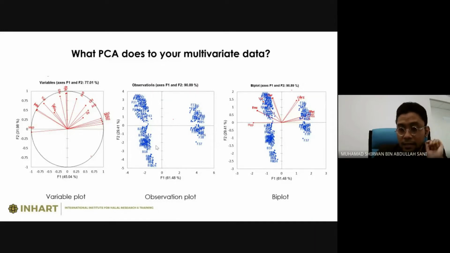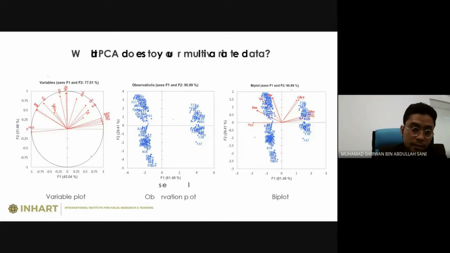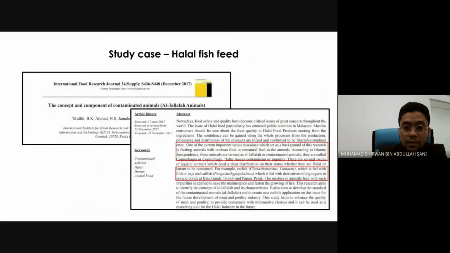By having this biplot, we can deduce that some particular variables may characterize one specific source of samples. So any variable that falls onto a group of samples in the biplot indicates that the variable is mainly characterizing the sample itself. Okay, so this is what we learned in PCA yesterday.